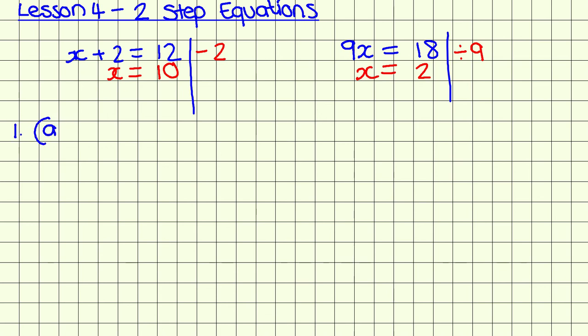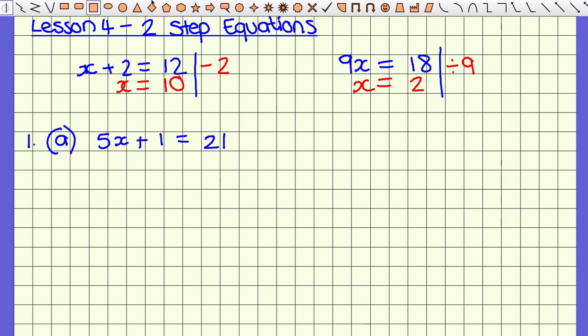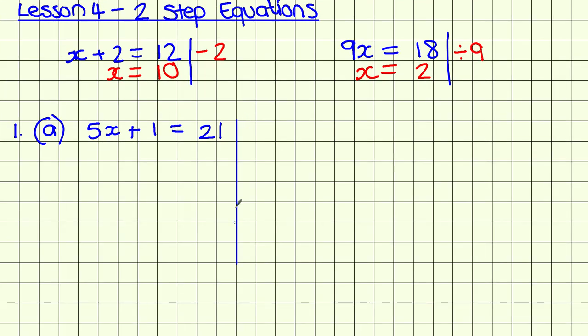So I've got 3 questions I'm going to go through with you. So 1a, 5x plus 1 equals 21. Okay, so can you please take out your notes jotters or any other jotters, take the heading lesson 4 two-step equations and copy down number 1 for me. Once you've done that, make sure you've got a method line.